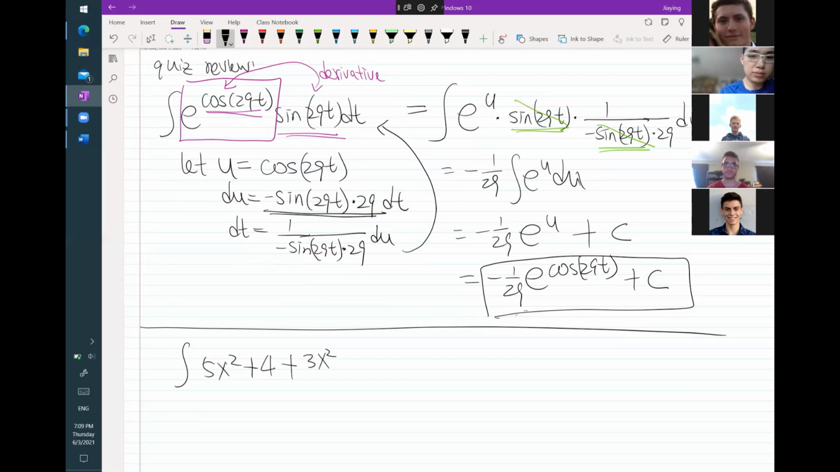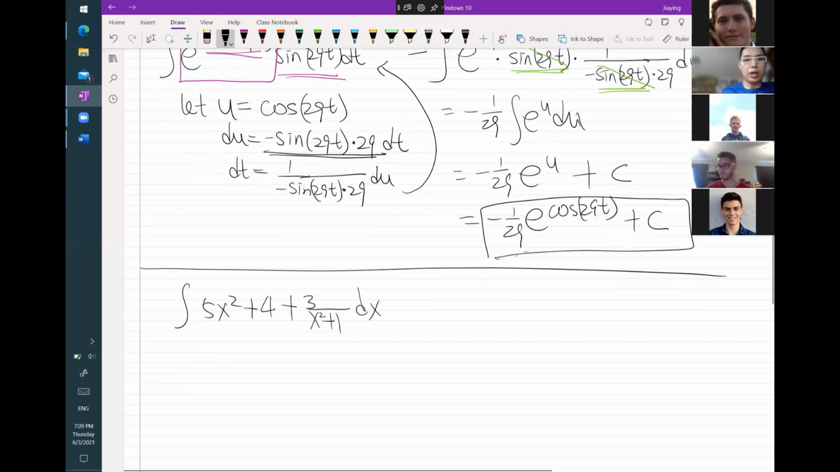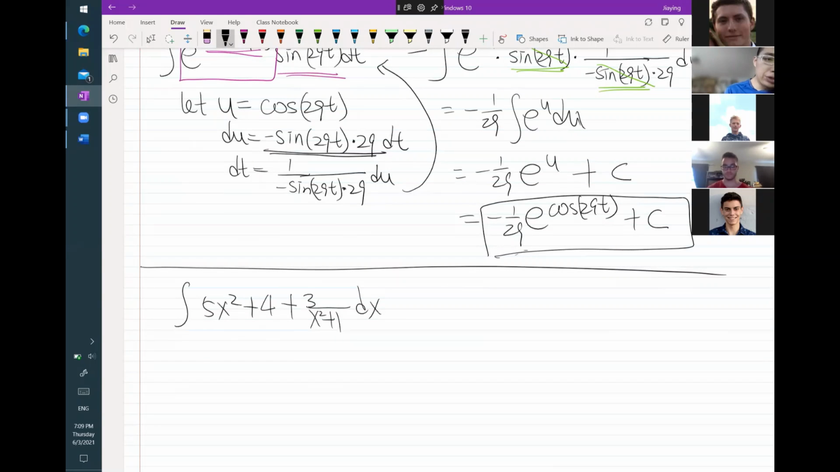It's 3 over x squared plus 1. Yeah, this one. Okay. I thought I knew how to do it, but I got it wrong. So you're good with the first 2 terms when you find the antiderivative, right?